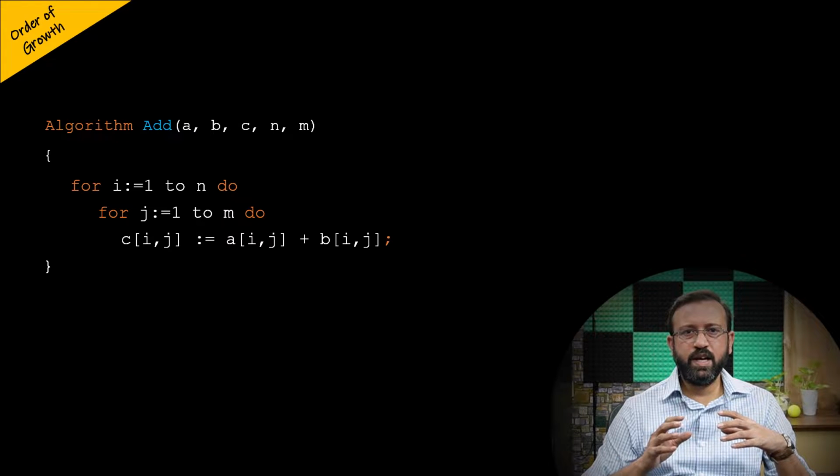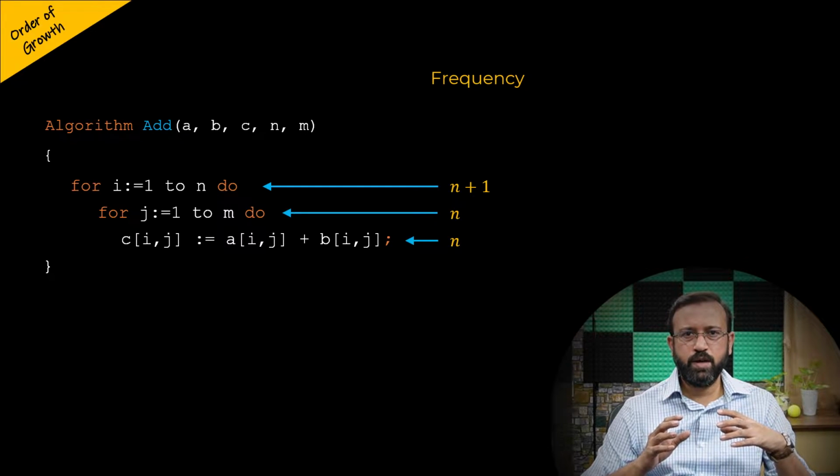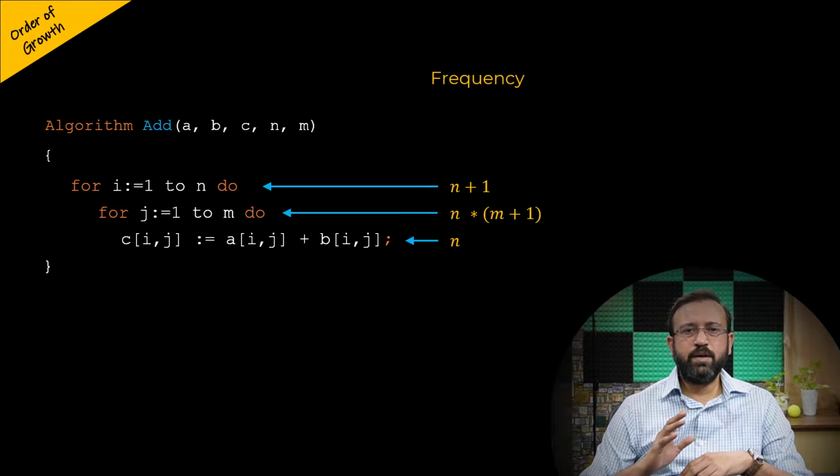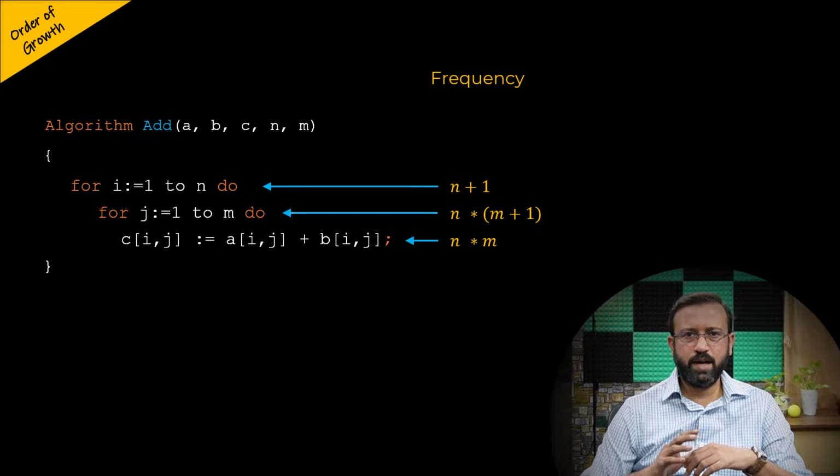Within the algorithm, we have nested for loops. The outer for loop runs for n plus 1 times, and the statements within the outer for loop run for n times. The inner for loop runs for m plus 1 times, but since the inner for loop is part of the outer for loop, the inner for loop runs for n multiplied by m plus 1 times. Then the statement inside the inner for loop will execute for m times. But since this statement is part of the inner for loop as well as the outer for loop, it will execute for n multiplied by m times.